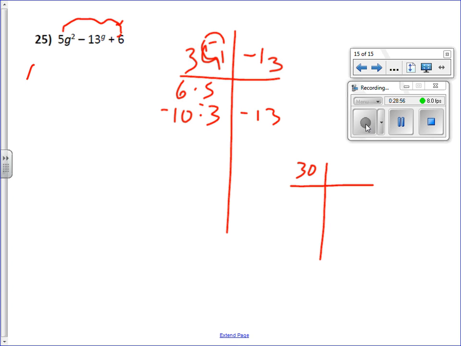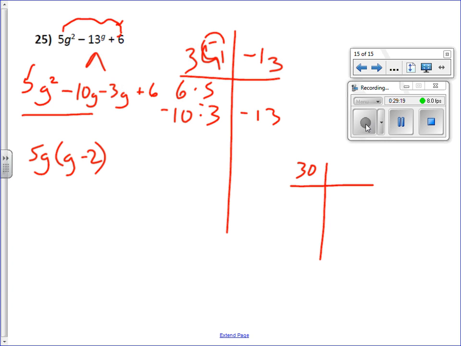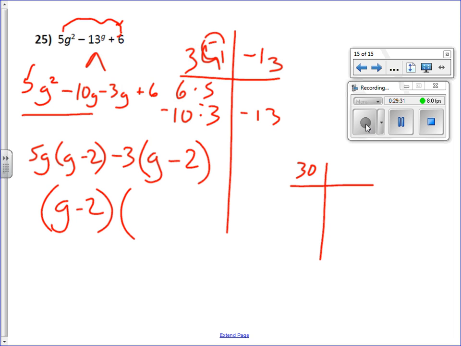So for the 5g squared, we'll take the negative 13 and make it a negative 10g plus negative 3g plus 6. The first two terms have 5g in common, and I'm left with g minus 2. The last two terms, I'm going to take out a negative 3 so that I also get a g minus 2. So they have g minus 2 in common, and 5g minus 3 is the result.